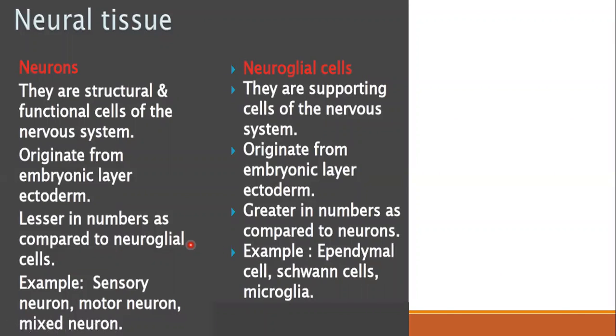Now come to the main part of the chapter, that is neural tissue. Neural tissues are of two types. One is neurons and other is neuroglia, or neuroglial cells.